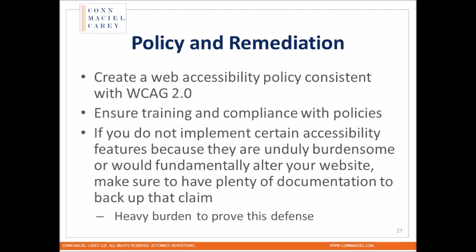And if you don't implement certain features because they're unduly burdensome or they'd alter your website, you want to make sure you've got documentation to back up that claim, because it's a heavy burden to prove a defense that something's unduly burdensome. It kind of comes down to the factors I talked about earlier, primarily financial resources. And so you really want to be able to show that you've gotten multiple estimates from different vendors as to how much it would cost to update or modify your accessibility features, and it's just not something that can be done feasibly. You want to have that documentation to defend against any claim.